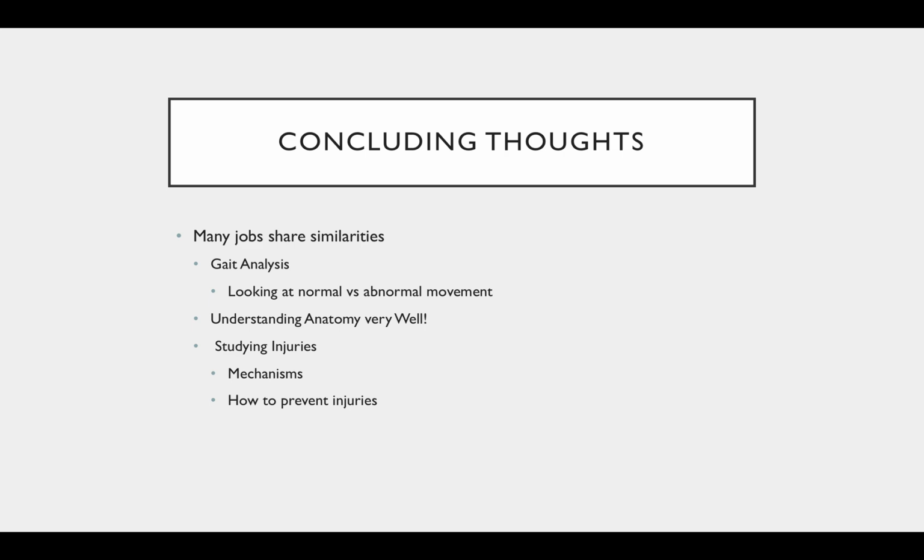Now, some concluding thoughts. Just to summarize our presentation, we talked a lot about different jobs and what roles they have and how biomechanics plays in those jobs. Many of the jobs share similarities. So a lot of them looked at gait analysis and also having a very strong knowledge in anatomy. That is what helps us compare abnormal versus normal movement, and how we can innovate to help a patient medically. And then as well as studying injuries, like I said, this is very popular in rehabilitation, physiotherapy studies, and kinesiology, because we look at the mechanisms of injuries and how to prevent injuries.